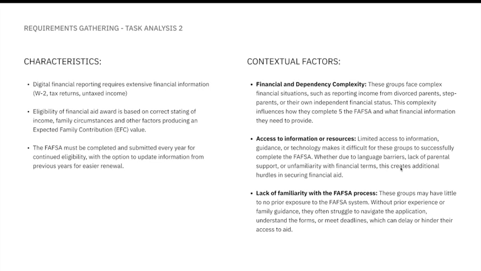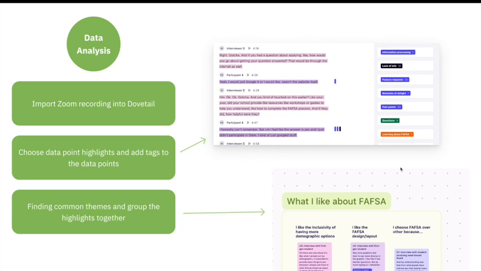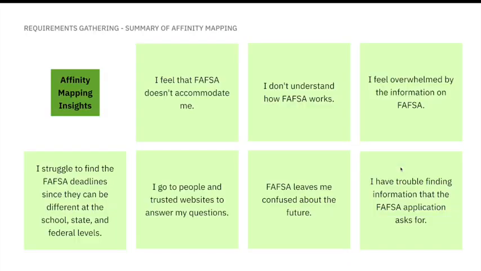They have limited access to information or technology due to language barriers, lack of parental support, or unfamiliarity with financial terms. And finally, there's a lack of familiarity with the FAFSA process overall, with little or no experience or exposure to the process. These students often struggle to navigate forms, understand requirements, or meet deadlines, which is crucial for their aid process. Using Dovetail and FigJam, we performed affinity mapping. We identified common themes that emerged. These themes, combined with insights from our task analysis, led us to 7 key research findings. Emily will discuss this in more detail in the next section.